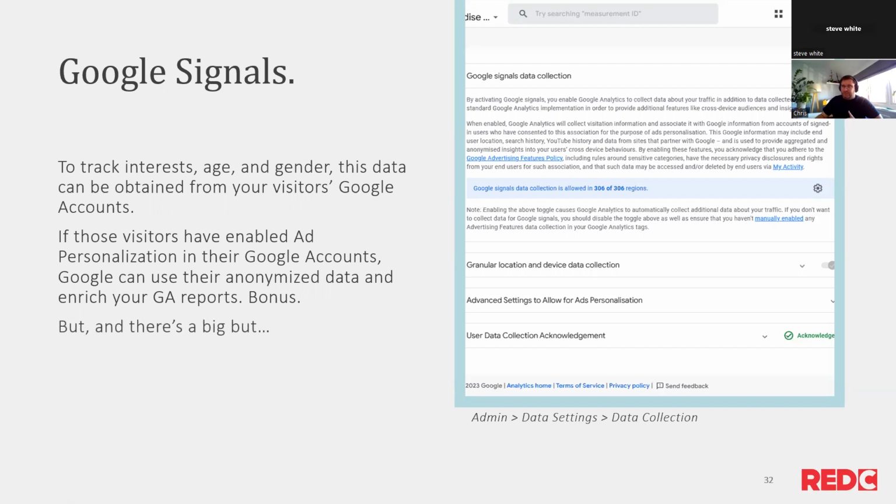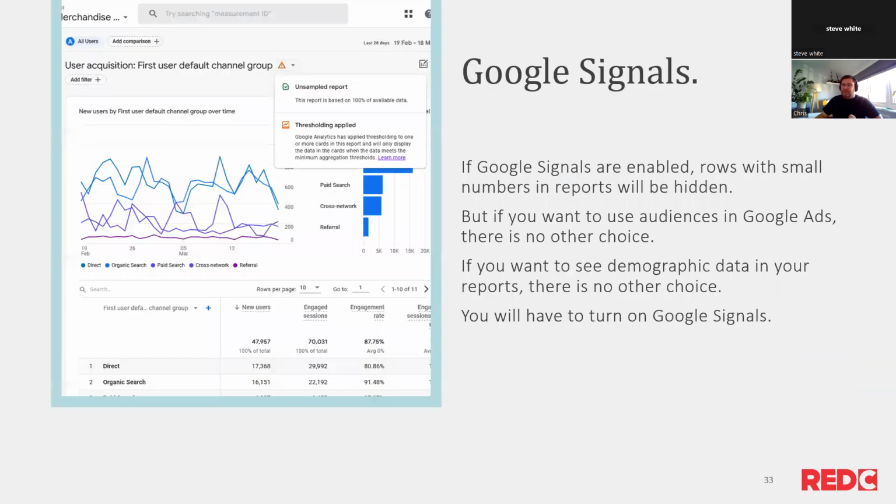There is a slight but with it though. If Google Signals are enabled, rows with small numbers in the reports are likely to be hidden. If you want to use audiences in your Google Ads from your GA4 accounts, you have to turn on Google Signals as well. So there's two scenarios where you'll want to turn this on. The flip side is that you may have some sampling or thresholding applied to your report because it's turned on. It's not retroactive, and it can take 24 to 48 hours before you start seeing data come in.